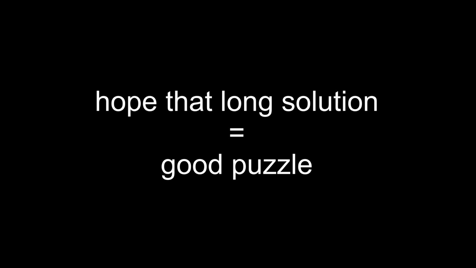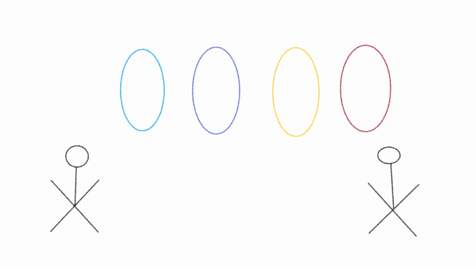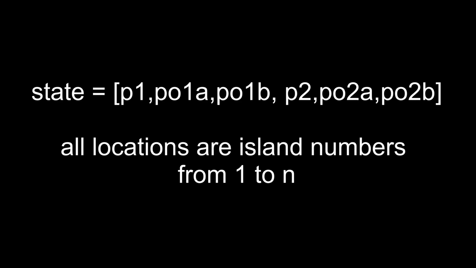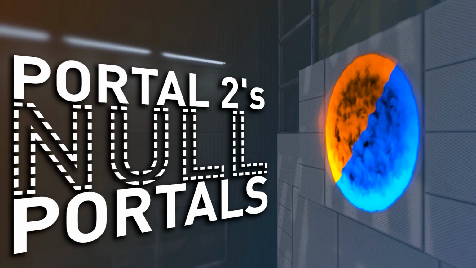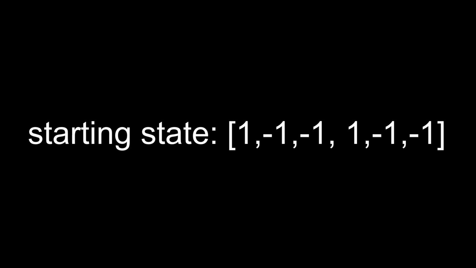Practically, I would keep the entire configuration stored as a tuple of six numbers, the locations of the two players, and the locations of their four portals. And if there were n islands, then all of these would be an integer from 1 to n, but the portals, they would get one special state, minus 1, if they wouldn't be present at all, a so-called null portal. And so the starting point would be 1, minus 1, minus 1, 1, minus 1, minus 1.